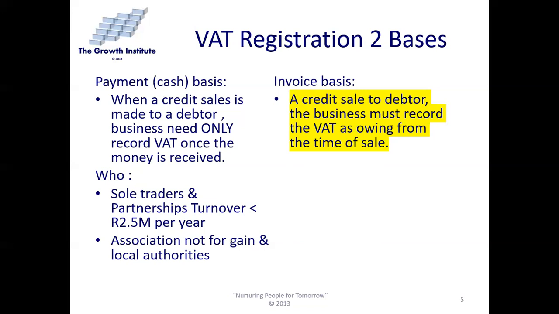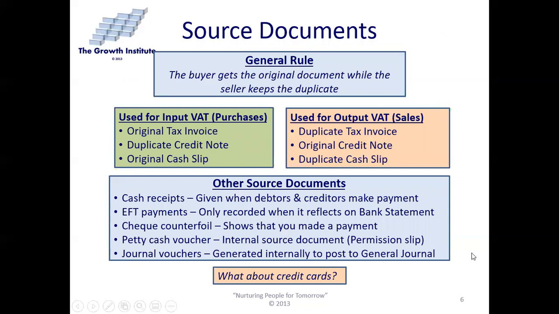That is when a credit sale is made to a debtor, then the business need only record the VAT once the money is received. Only applies to sole traders and partnerships if their turnover is less than 2.5 million a year, or if it is an association not for gain, and also local authorities. Local authorities, they will collect the VAT, but they will only pay it over to SARS once they receive it. Else they would have a big problem with people not paying the electricity rates. No? Okay.